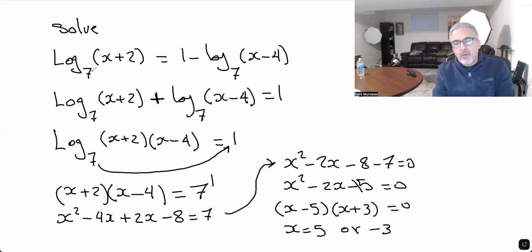Negative 3 plus 2 is negative 1. We cannot log a negative number. And therefore, this has to be rejected. The 5 here will give you 7. Here will give you 1. So that's doable. And the answer is x equals 5.